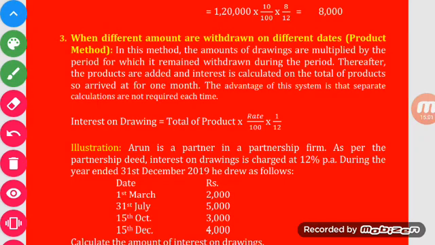The advantage of this system is that separate calculations are not required each time. The formula utilized in the product method: interest on drawing is equal to total of product into rate upon 100 into 1 upon 12. The time period utilized here is 1 month, because all the amounts will be converted into 1 month. So we will discuss it here with an example.